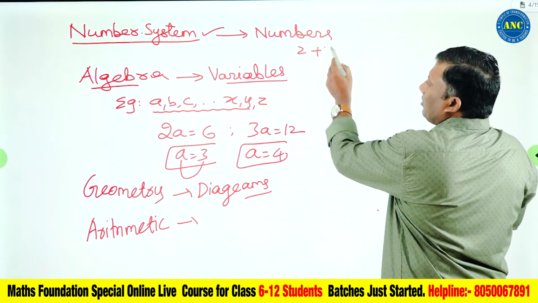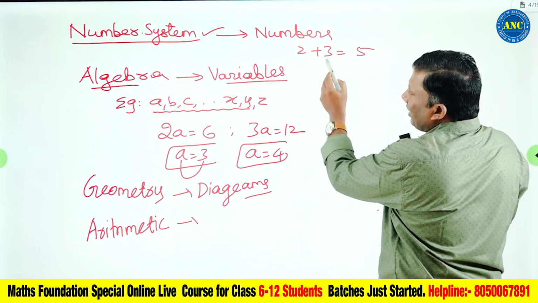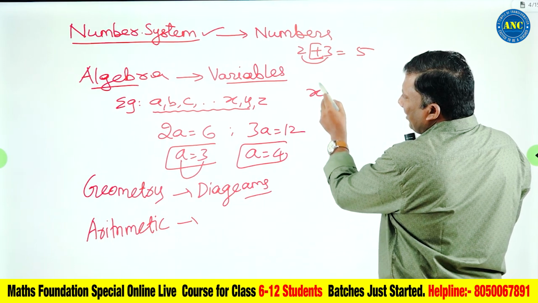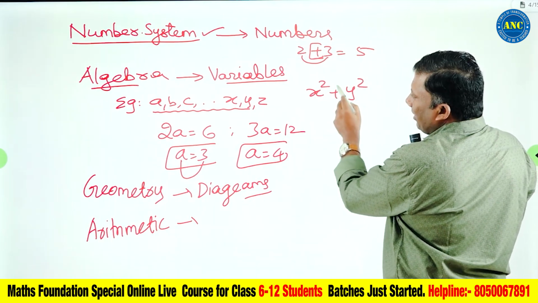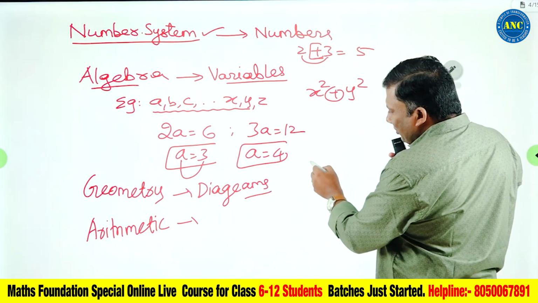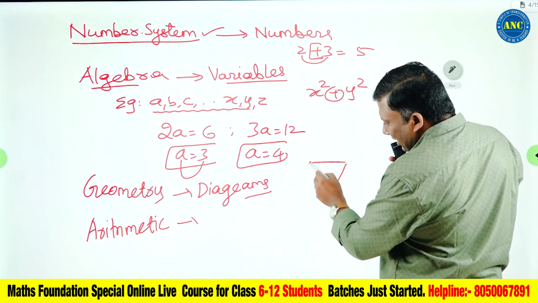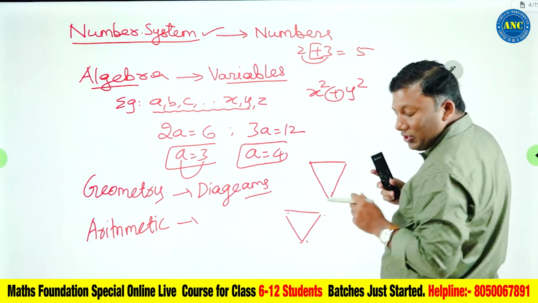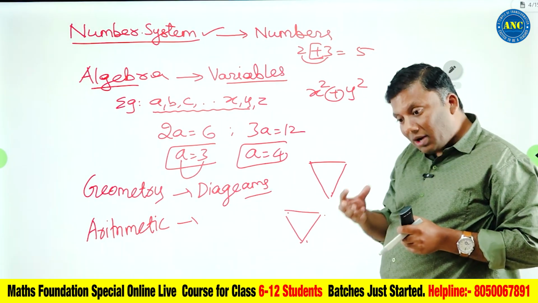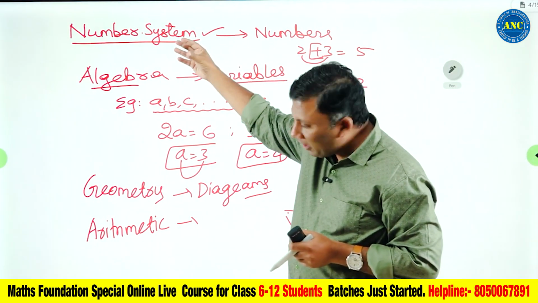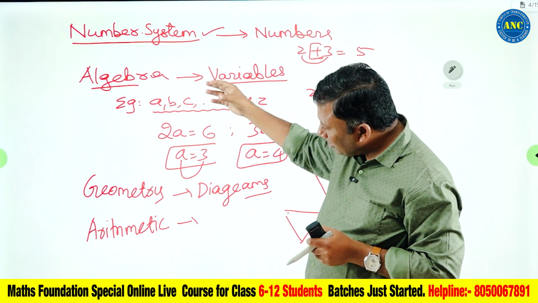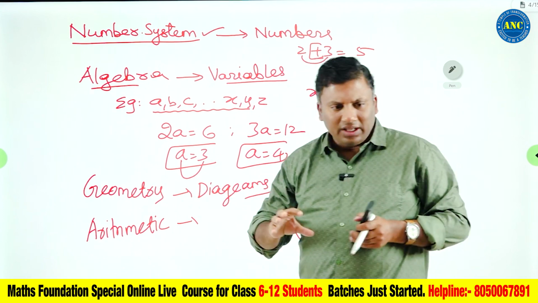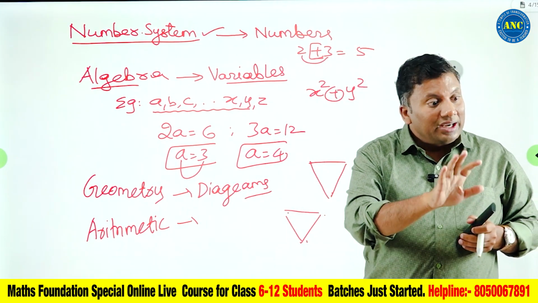2 plus 3 is equivalent to 5. Plus is applied on numbers. X square plus y square plus C is applied on x square. 3 dots are joined, it is a triangle. So, you will apply mathematical operations on numerical problems, variable problems, or diagram problems. What is arithmetic? Arithmetic is anything we do in day-to-day life.